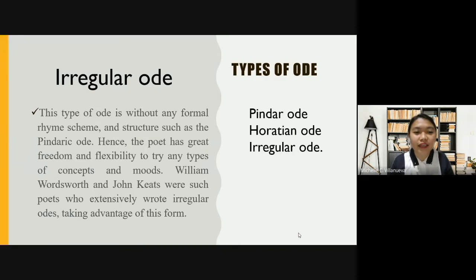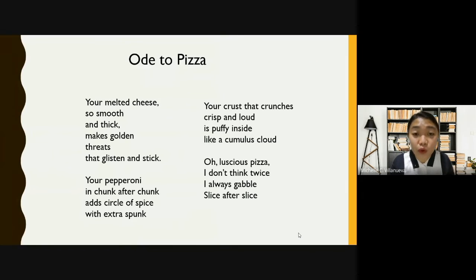Okay, I have here an example of an ode poem, and I want you to read this in unison, understand? Okay, 1, 2, 3, read. Thank you for reading. This is an example of an ode poem. As you can observe, the subject is food, specifically pizza.